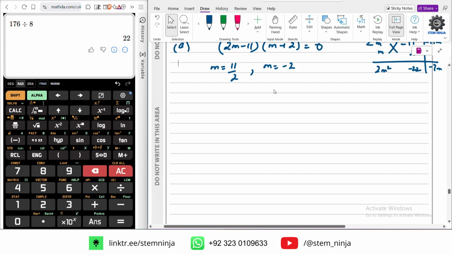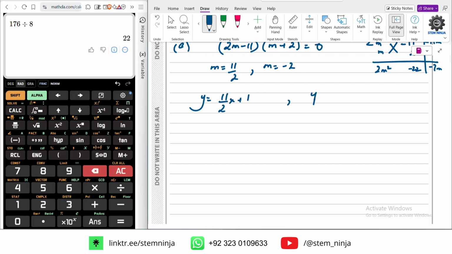Now we can just simply plug in. We have the m now, so either it's y equals 11 over 2x plus 1 or y equals minus 2x plus 1. So what do we do over here? I think we would need to just simply plug them into the function. There is no other way to get that.